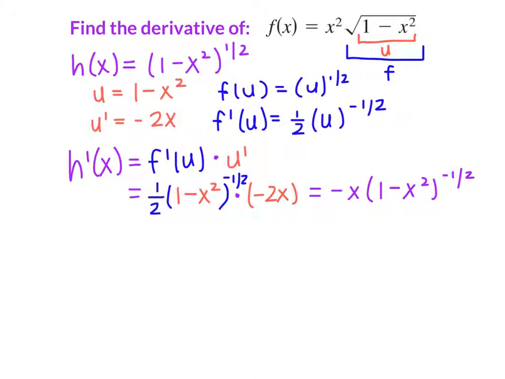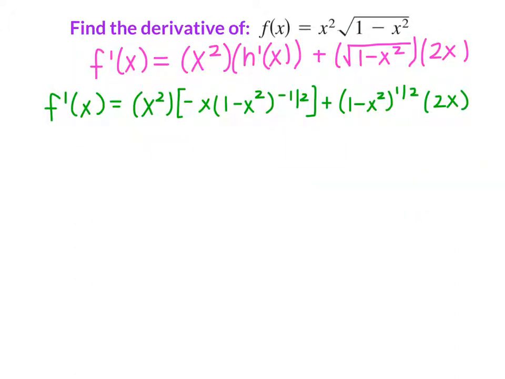So I'm able to identify u as this 1 minus x squared, take the derivative of it, identify f of u and f prime of u right here, plug it in, and I define this little bit as h of x. You can call it whatever you'd like. So the derivative of this piece is going to be this quantity here. So I'm going to use that in combination with the product rule to find the derivative of this entire thing.